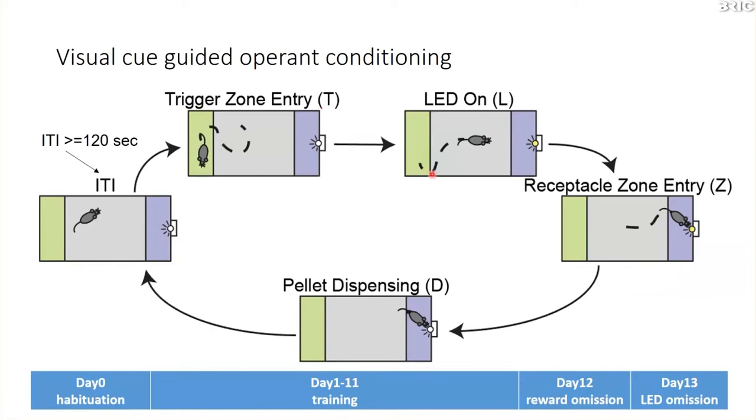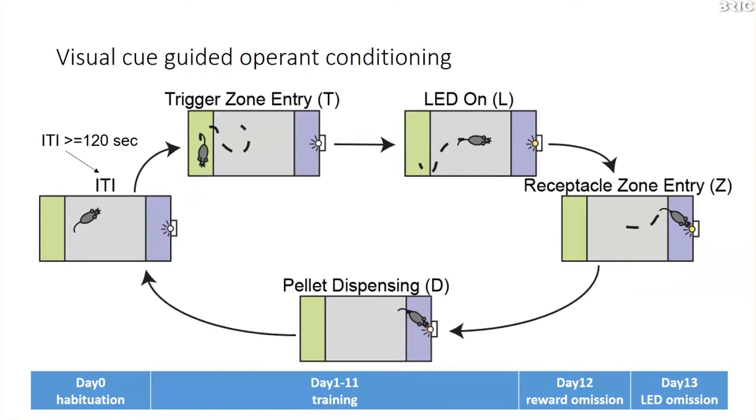After LED onset, the animal has 5 seconds to enter this blue zone, which is closer to the LED as well as the receptacle that dispenses the reward. Once it enters this blue zone, it has to stay for another 3 seconds until it gets the dispensing of the pellets. At any point, if the animal fails to perform the specified action, the LED will turn off, signaling the ending of the trial.